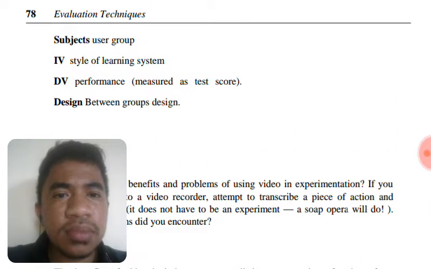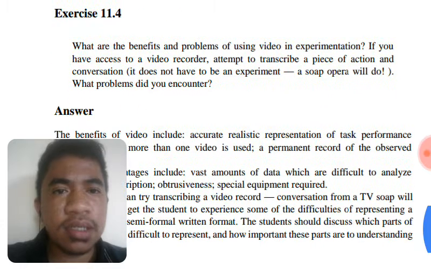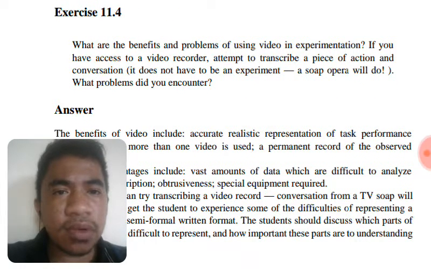Subject: user group. IV: style of the learning system. DV: performance measure as the test score. Design: between-group design.